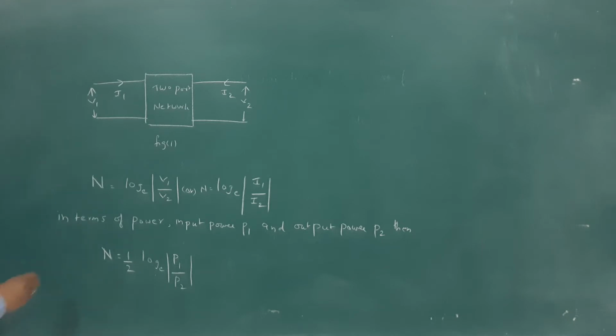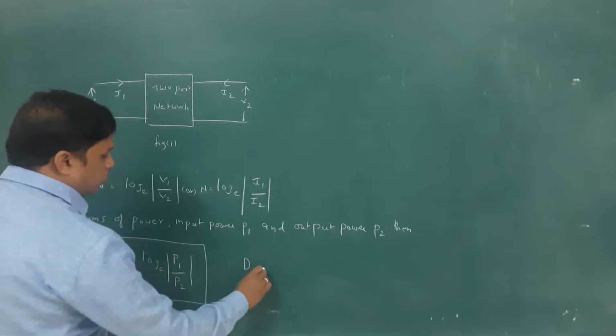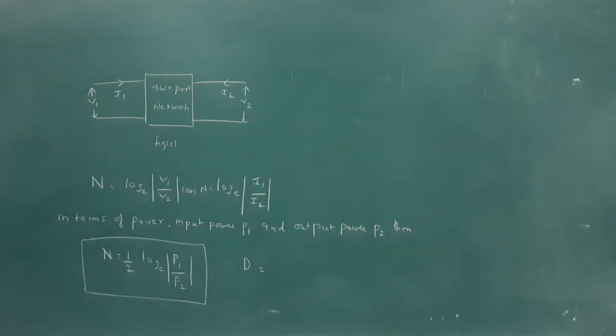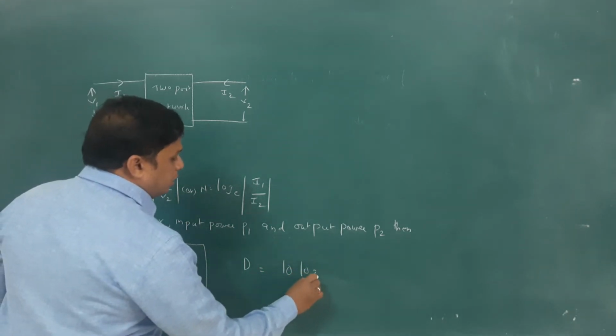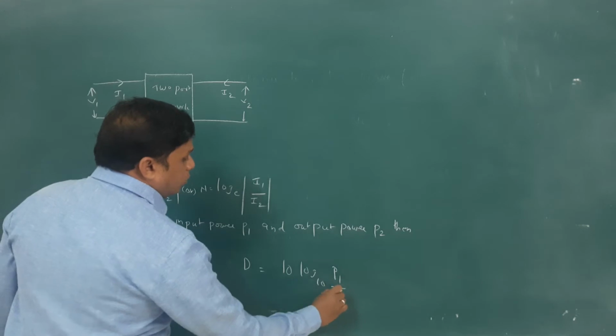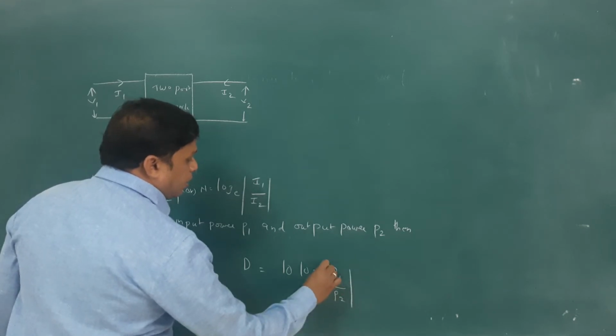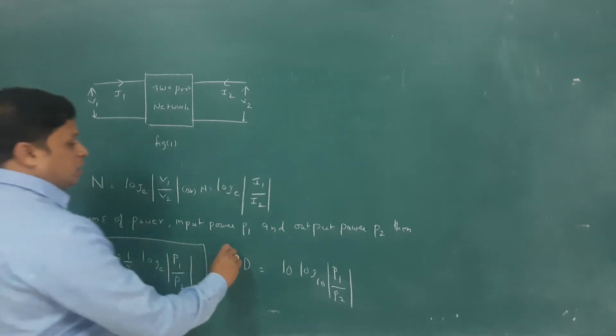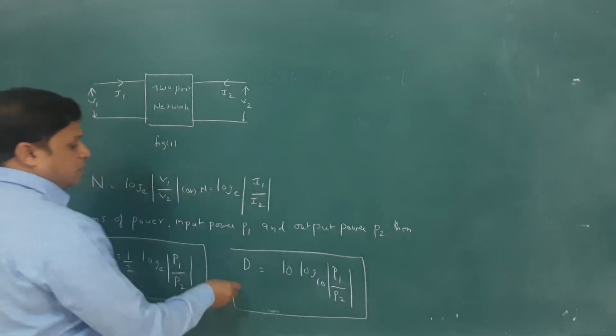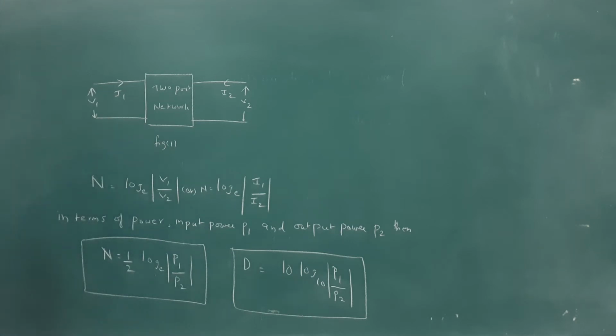Now what is decibel? Decibel is also a term used to express attenuation, and it is denoted by the letter D. D equals 10 log base 10 P1 by P2. So it is 10 times the logarithmic value of the ratio of the power. Decibel equals 10 into log base 10 P1 by P2.